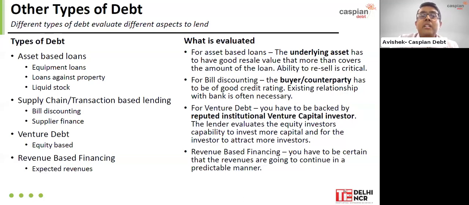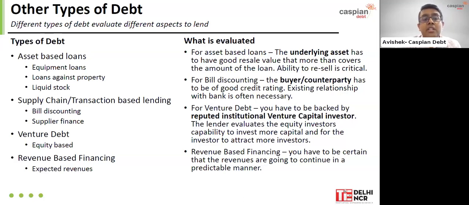And of course, some lenders do lend based on mortgage collateral. A lot of the times we've seen startup promoters having their own personal property, which they give as a mortgage for the loan that they take for the company. This typically comes at a lower rate, but it is possible only when you have mortgage properties of your own. But banks do lend in such situations.